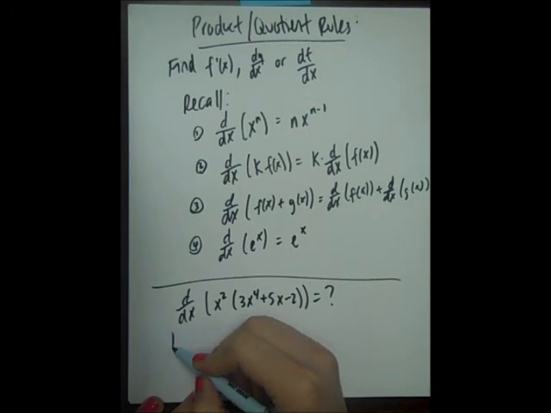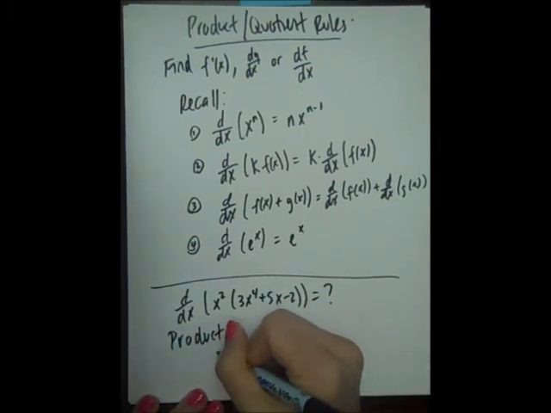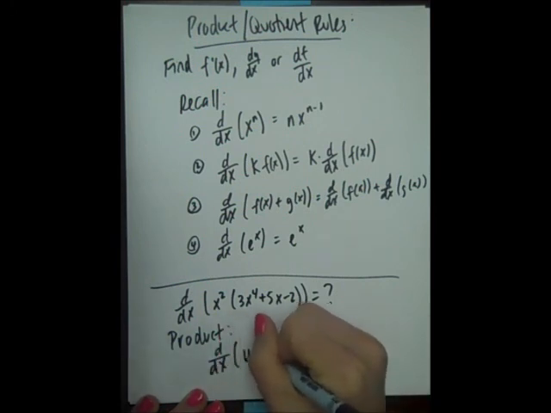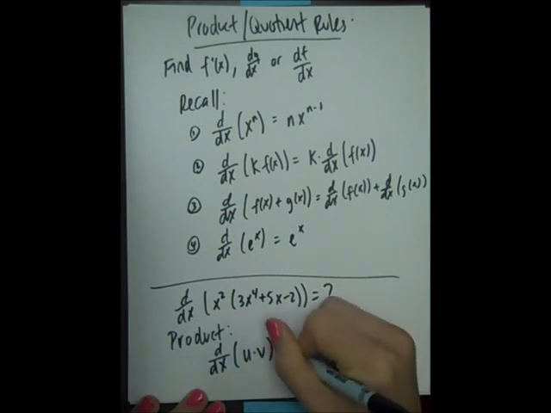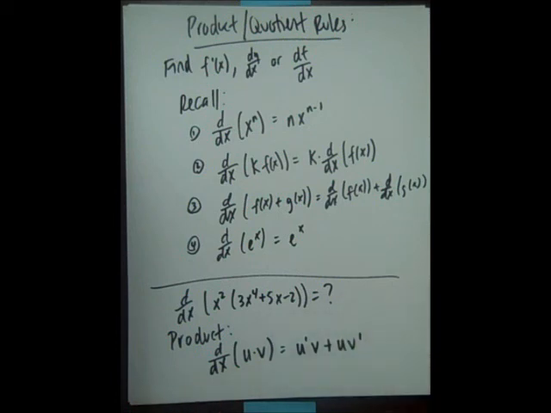So that leads us into the product rule, which we're not going to prove. It says the derivative of a function u times a function v is going to be u prime v plus u v prime. We're going to write it this way. You could write it in terms of f and g, but I think this is the easiest to memorize. So the derivative of u times v, so a function times another function, is the derivative of the first times the second plus the first times the derivative of the second.